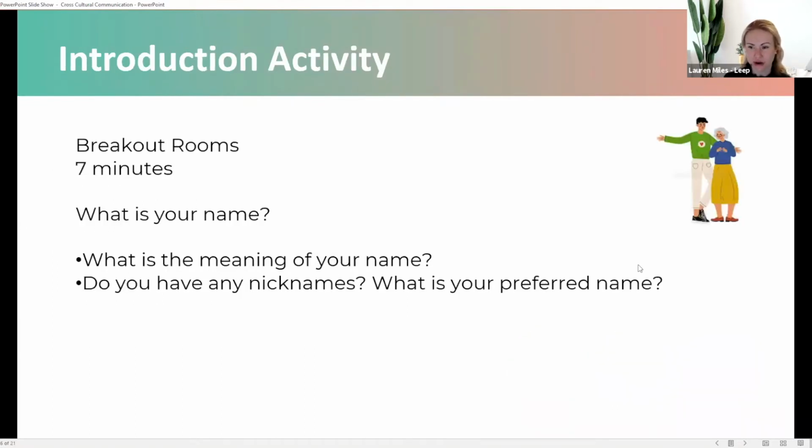So the first thing we're going to do is a breakout room. It's always good to know other people in the room, even if it's virtual. And I want you to get to know each other. So how that works is I am going to put you into rooms. The Zoom will automatically take you to another virtual room where you will be with 2 or 3 other people. And we're going to have a short discussion. I'll let it go for about 7 minutes, and then I will bring you back into the main group.